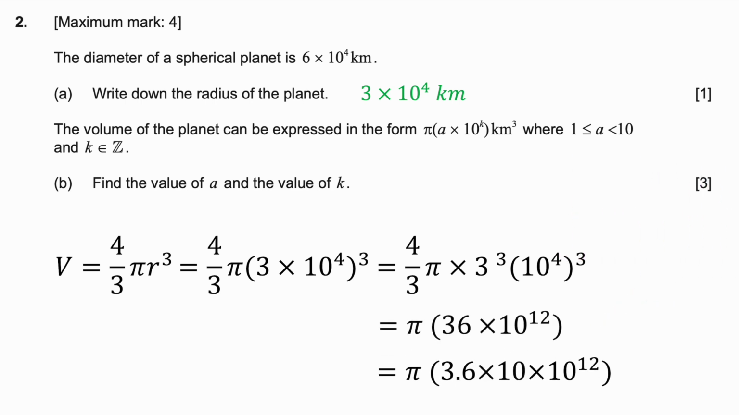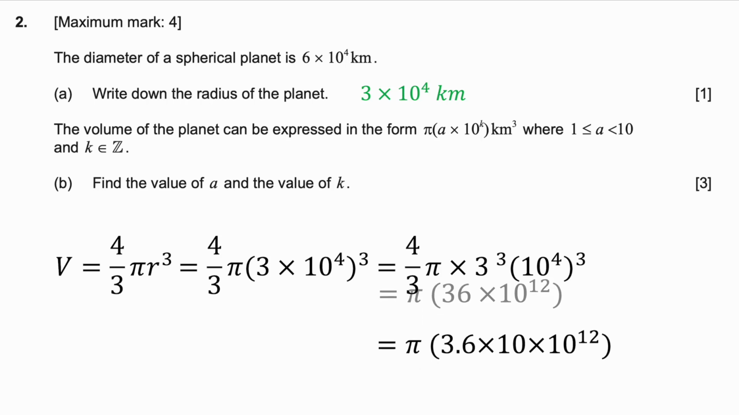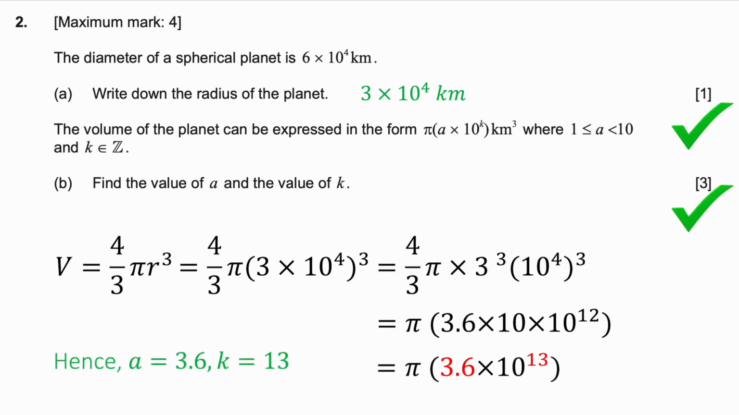And we get this, 3.6 times 10 times 10 to the power 12. Just notice the 36 is 3.6 times 10 times 10. This is the clever trick I'm telling you about. 10 times 10 to the power 12 is 10 to the power 13. And we get this. And so here A is 3.6 and K is 13. And we have completed the question.